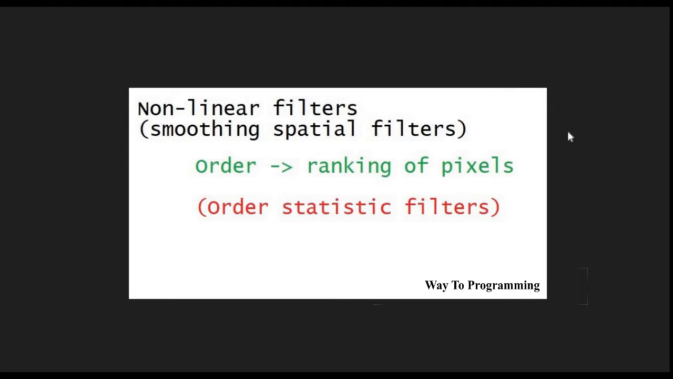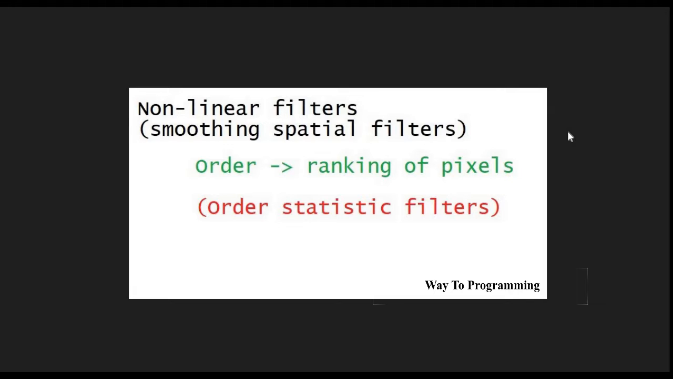So let's see. At the end of this video, I will also tell you how you can apply these filters for a specific type of noise. How will you choose which filter to use for which noise? Because ultimately filters are used to remove noise from the image as well, apart from performing smoothing and sharpening.